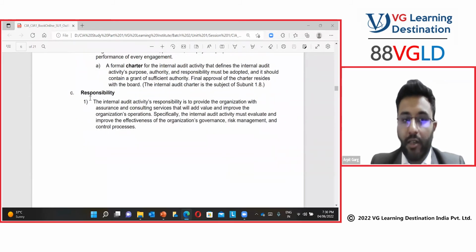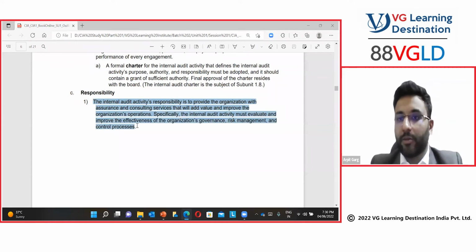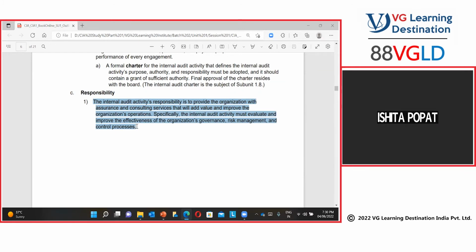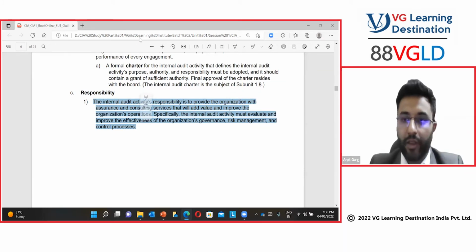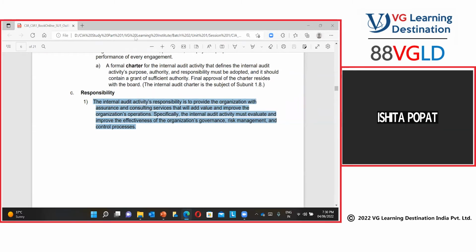The last one, internal audit responsibility. Can I have a volunteer who would like to read responsibility? And the keyword for responsibility is, can anyone tell what is the keyword for responsibility? It is add value. Add value, right? Add value. Please remember that. Okay. Anyone? Responsibility? Yes, yeah, please go ahead.